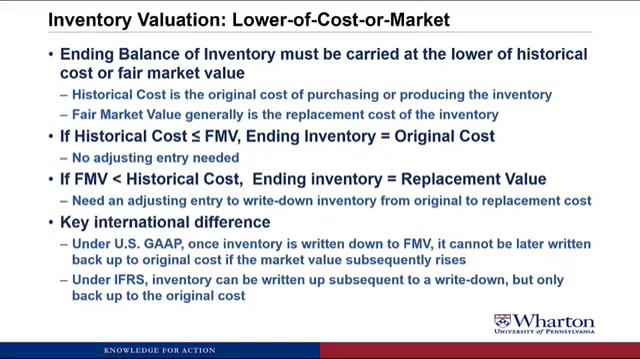One key international difference is that under US GAAP, once inventory is written down from original cost to fair market value, it can't be written back up if the market value subsequently rises. In contrast, under IFRS, if inventory is written down, it can be written back up, but only as high as the original cost. So that's one little difference that we haven't yet ironed out between US GAAP and IFRS.